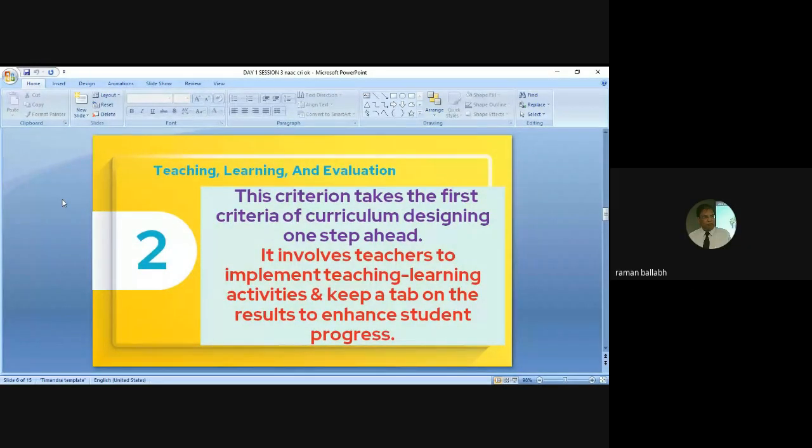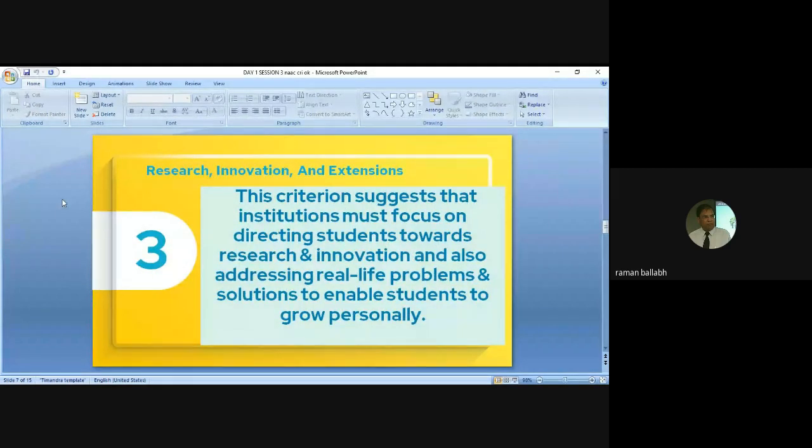Correct, sir. And the second criteria, that is teaching, learning, and evaluation. It is one and same for every type of college as well as the universities which are running their departments. It is one and same for everybody. So this criteria is the implementation of the curriculum designed by you or your university, and how the implementation of teaching learning activities are going on, and what is the result, the student progress and student outcomes. We will discuss in detail all those things. I'm just trying to highlight that these are the seven criteria so that we can have a better understanding on things.